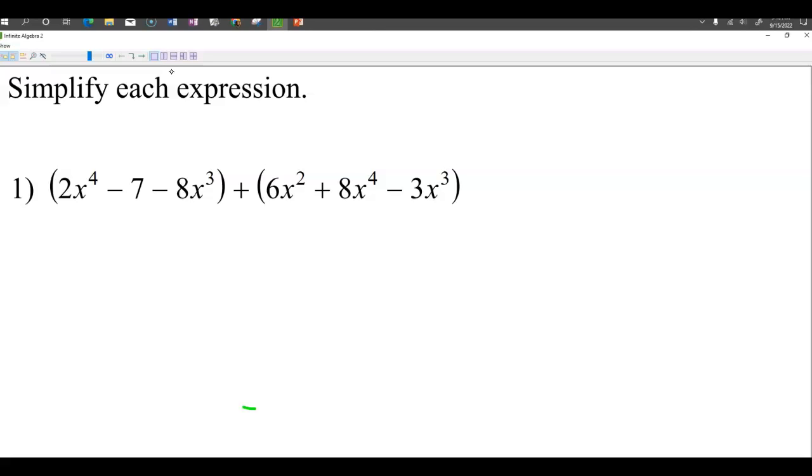No, well, we do need to be able to decide which ones are like terms, but we're going to do more than that. We're actually going to combine the like terms now.